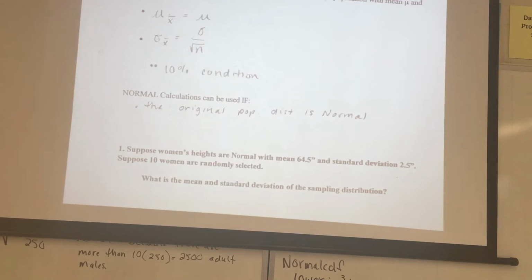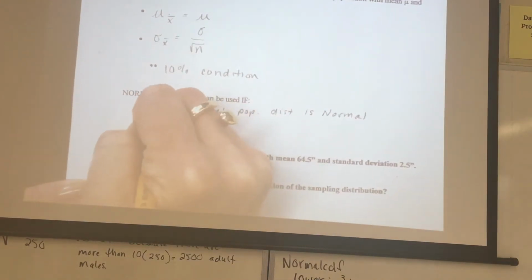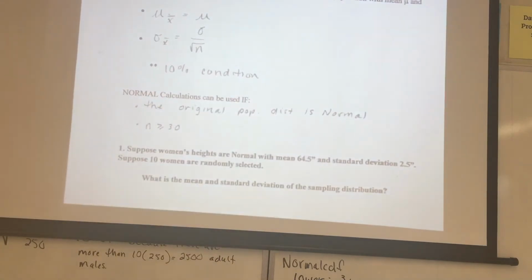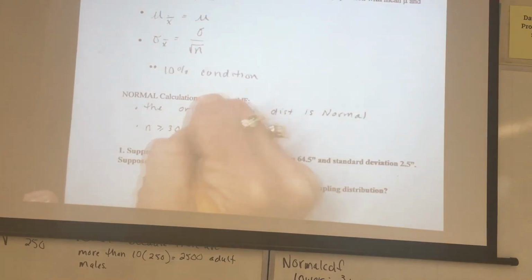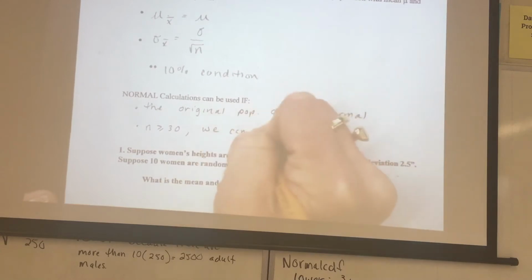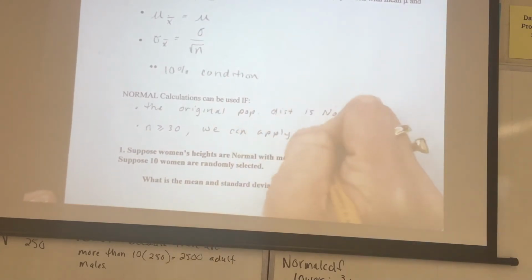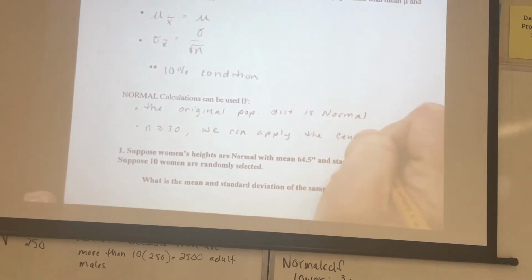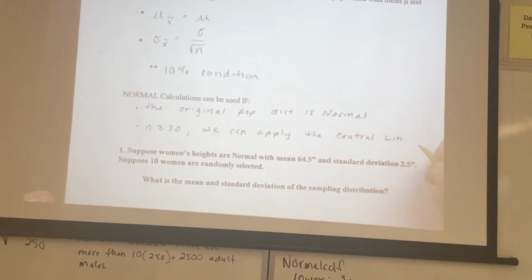Patty Sabetti talked about this in her video the other day. If n is greater than or equal to 30, so if your sample size is greater than or equal to 30, we can apply what's called the central limit theorem. The number 30 is a little bit arbitrary. Some books use 20. We're going to go with 30.